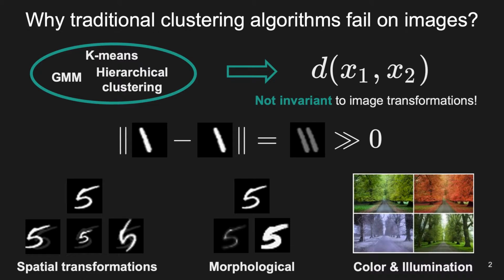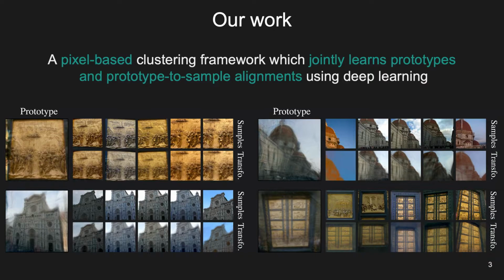For this reason, most image clustering methods perform clustering in a meaningful feature space. In this work, we instead propose to explicitly resolve transformation invariants in pixel space, with a clustering approach that jointly learns prototypes and prototype-to-sample alignment using deep learning.